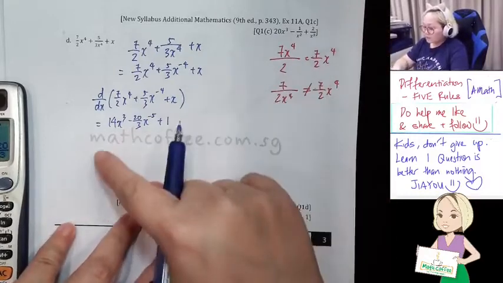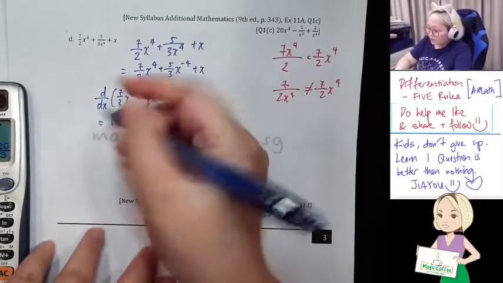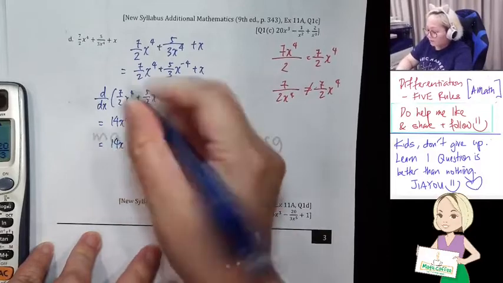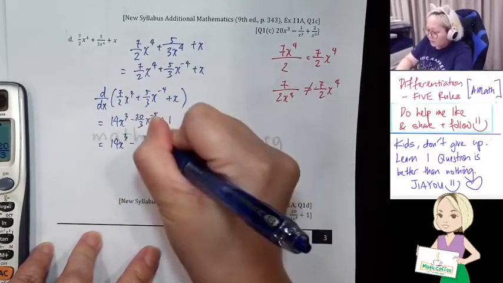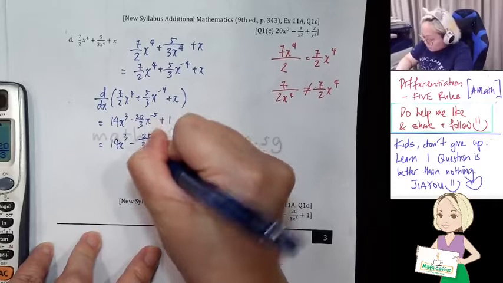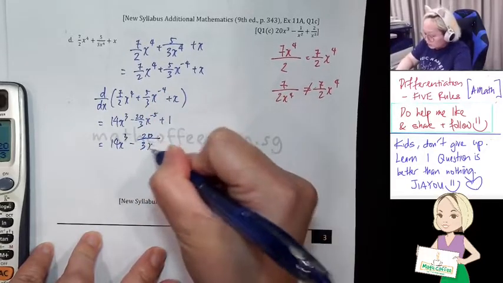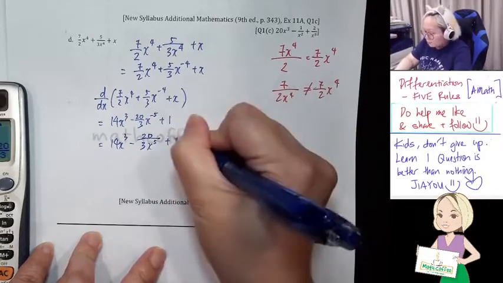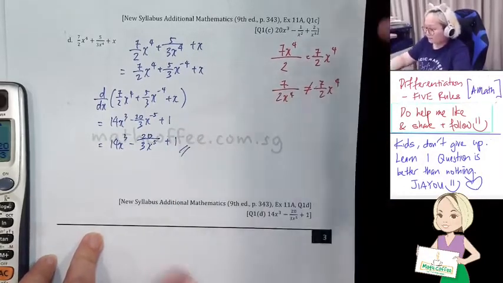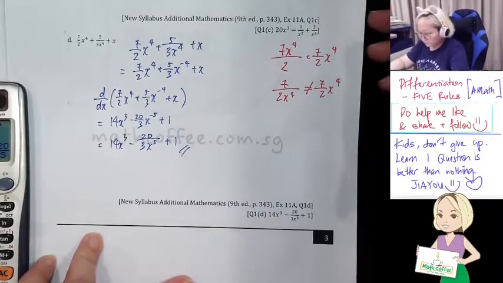Okay, so after that we need to change this to positive. So the 14x cubed remains, minus 20 over 3. This x^-5, I'm going to bring it down, so it's x to the power of 5, then plus 1, and we are done. All good.